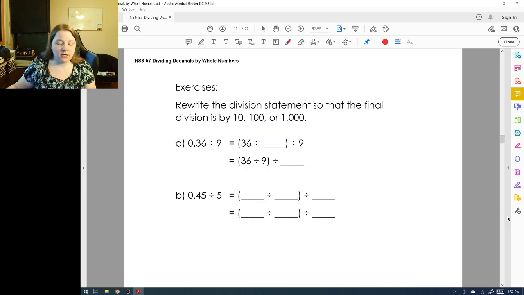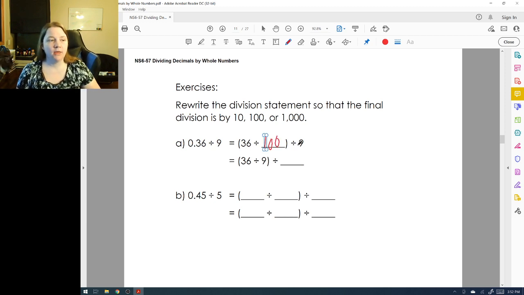What we're going to do now is rewrite these division statements so that the final division is by 10, 100, or 1,000. So 0.36 divided by 9, we could remember that 0.36 is the same as 36 divided by 100, divided by 9.